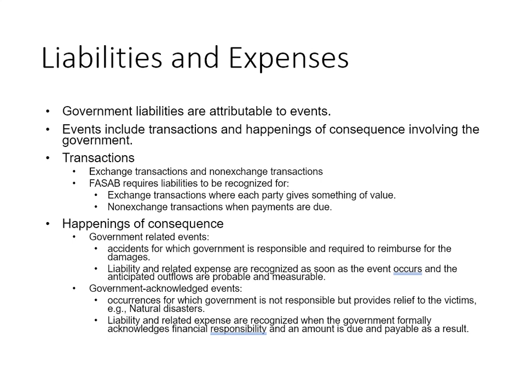Liabilities and expenses. Government liabilities are attributable to events. And events include transactions and happenings of consequences involving the government. So we have two types of liabilities: liabilities from transactions and liabilities from the happenings of consequences.